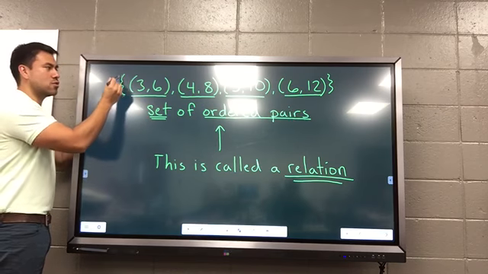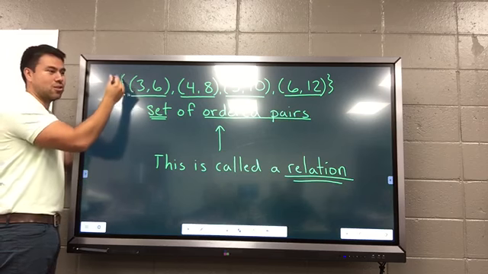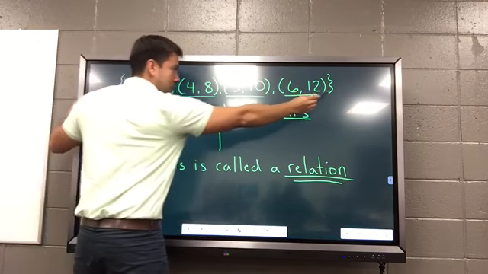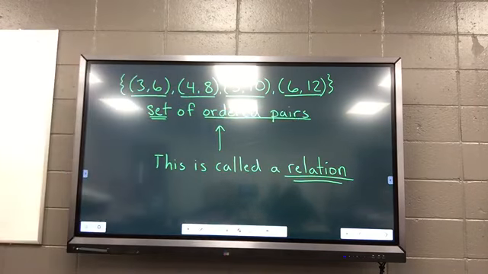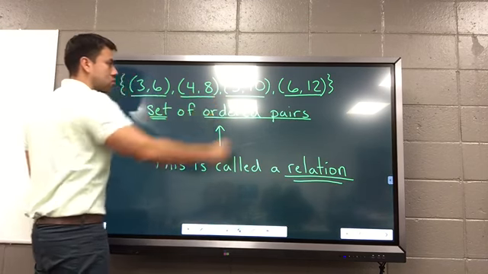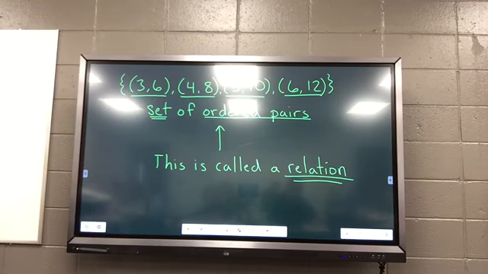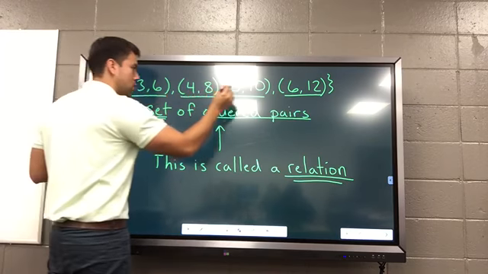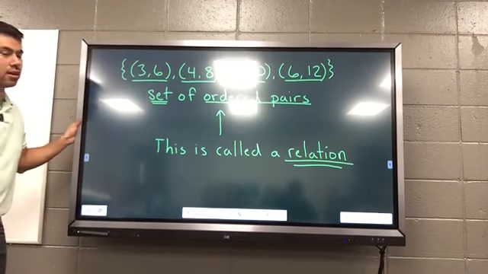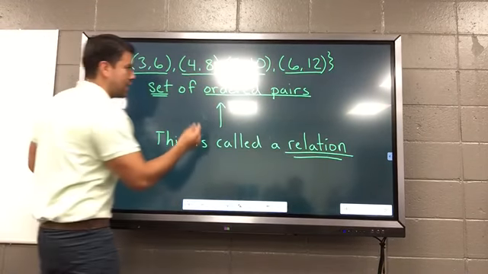What symbol is used first here? What am I trying to draw here? What is this called? A brace, and then a brace to close it out. Do you guys remember set builder? What did your set builder begin and end with? Braces. So we're talking about a set, and then we said of ordered pairs. How many ordered pairs are up here? 1, 2, 3, 4.